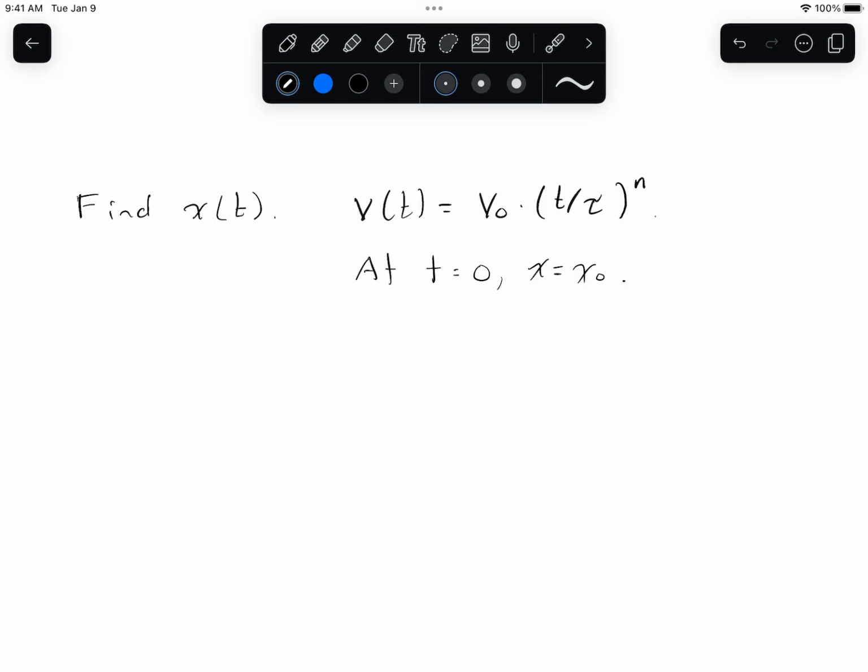We always start with the relation between velocity and position. So we know that dx is equal to v dt. This is the relation, v dt, not v dx. My apologies. V dt, right? And so this is the relation between position and velocity. And so if we want to get position and we have dx, what we need to do is integrate. So we're going to integrate on both sides of the equation.